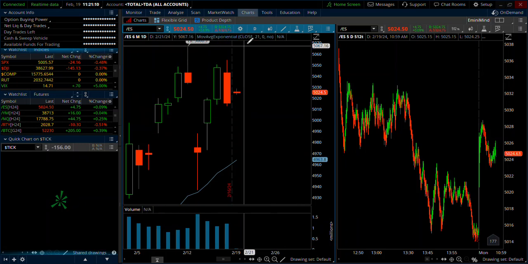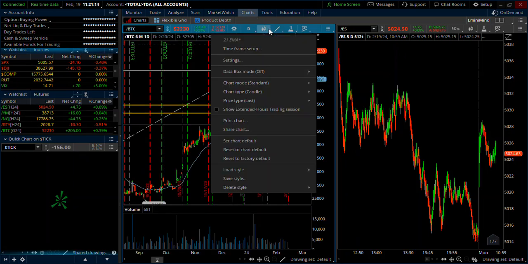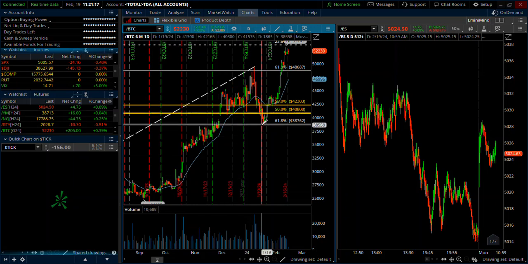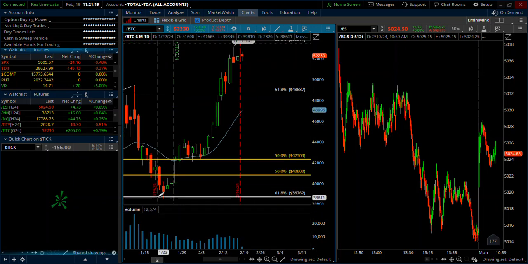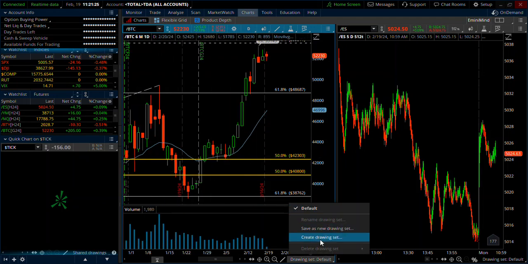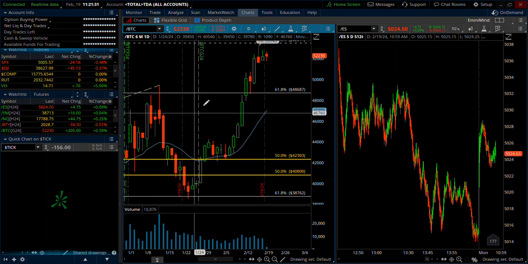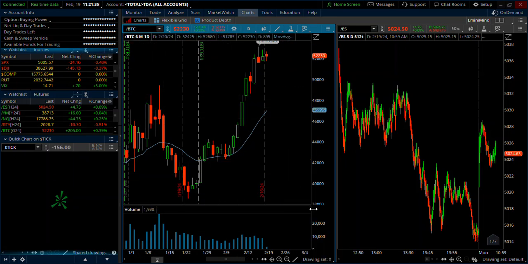And then the other thing I wanted to touch on with swing trading, and especially with the daily bars swing trading and managing trades, is if you are here, I'll do this, create new set that way. So if you're on Thinkorswim and you have different drawing sets, then you can keep your drawings on one drawing set and then move to a different one and have a completely clean chart.